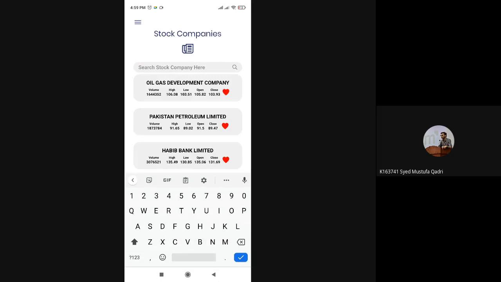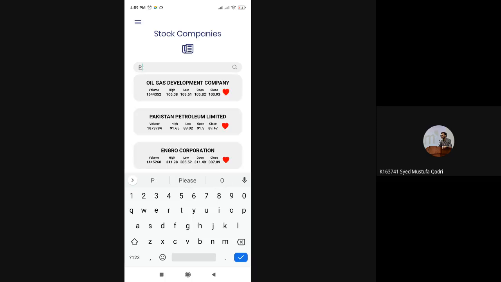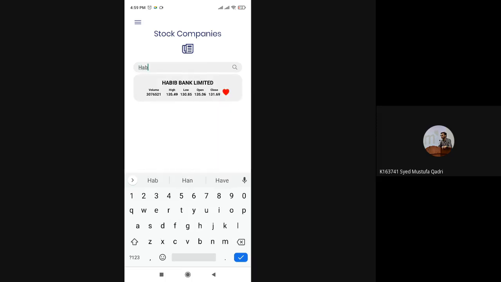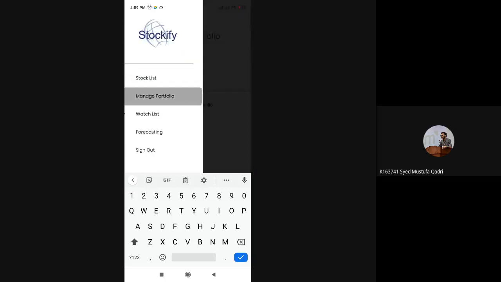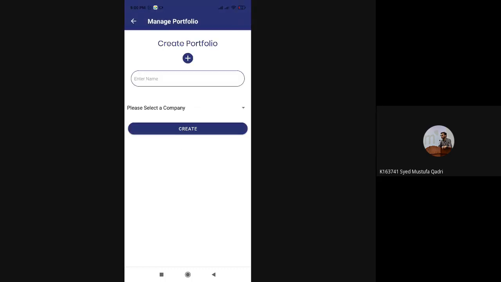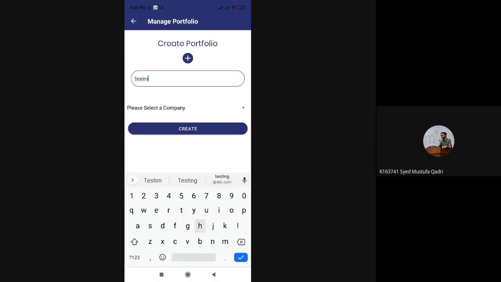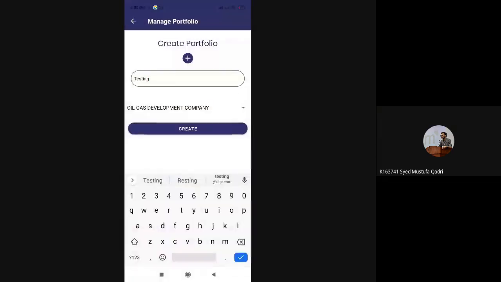So from here we can search any company, for example oil, gas, beef, petroleum. So firstly, the main functionality of our application is how to manage multiple portfolios. So I'm creating one for test purposes. Testing. Then I will go to select stock company, and I chose Oil and Gas Development and create.